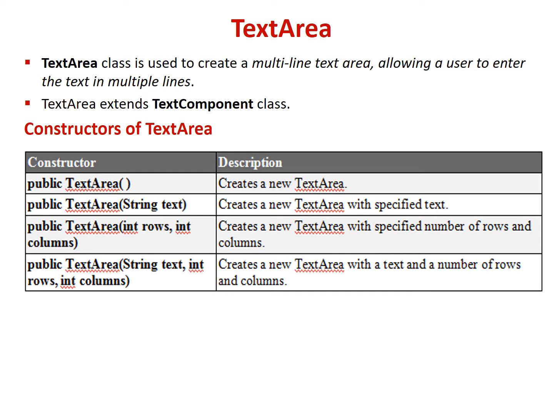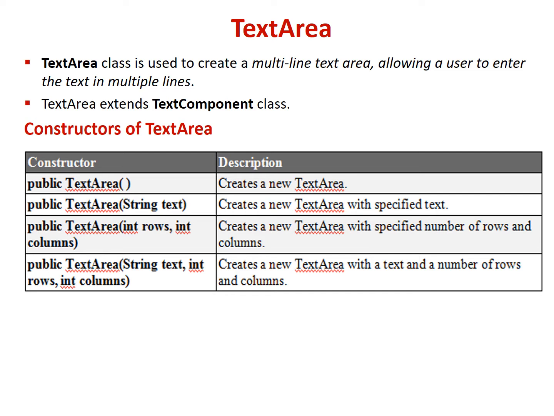The first constructor is without argument, which is the default constructor, which creates a new text area. The next constructor is with one string parameter, that is, it creates a new text area with specified text. The third constructor is with two integer parameters which specify number of rows and columns. That is, this constructor creates a new text area with specified number of rows and columns.